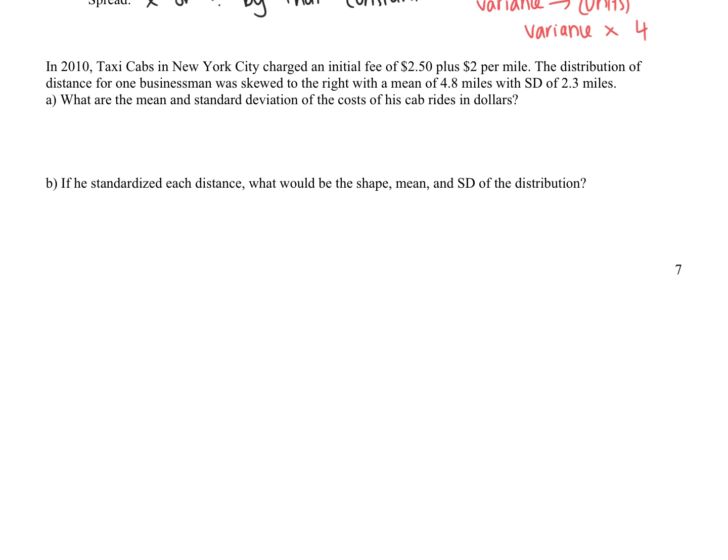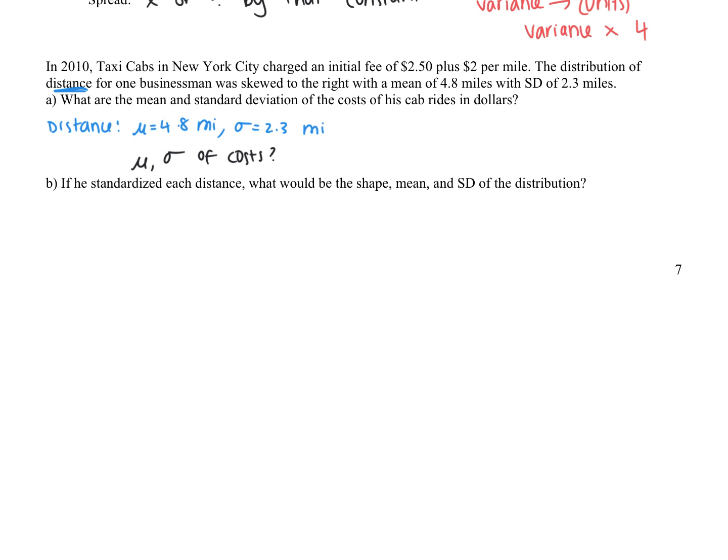Okay, students tend to get these problems wrong because they don't show work. They just jump in and they start doing calculations. What I would suggest to you is that you start by taking all this information you have and writing it down. So first thing is we're talking about distance. So we know that for this businessman's distance, there is a mean of 4.8 miles and a standard deviation of 2.3 miles. What we want is the mean and standard deviation of the costs. That's what we're asked for.